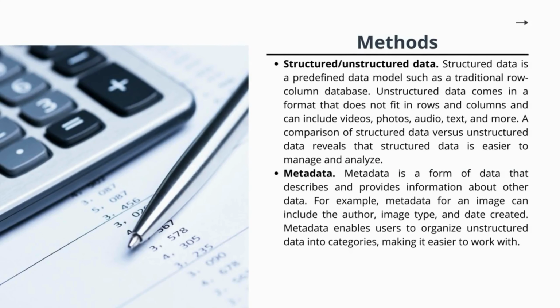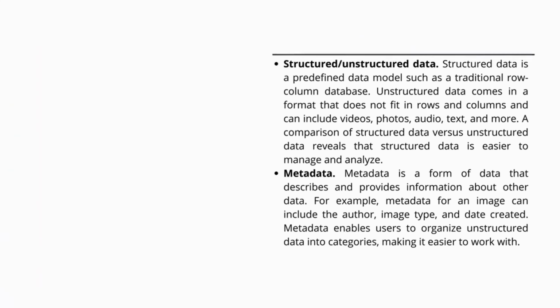Structured and unstructured data. Structured data is a predefined data model such as a traditional row-column database. Unstructured data comes in a format that does not fit in rows and columns and can include videos, photos, audio, text, and more. A comparison of structured data versus unstructured data reveals that structured data is easier to manage and analyze. Metadata. Metadata is a form of data that describes and provides information about other data. For example, metadata for an image can include the author, image type, and date created. Metadata enables users to organize unstructured data into categories, making it easier to work with.